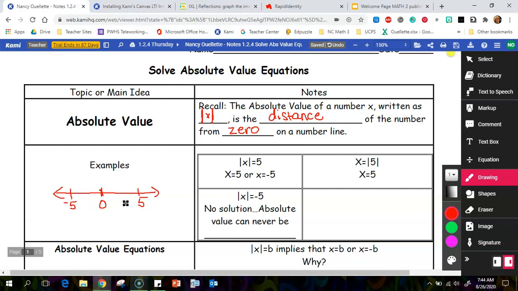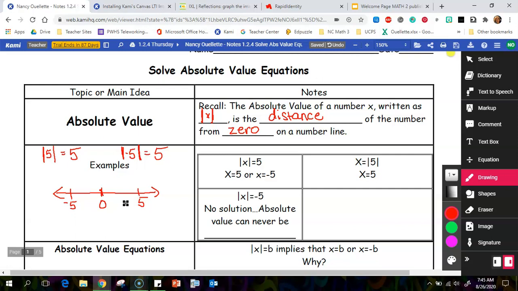So the absolute value of 5 would be 5. How far is 5 from 0 on the number line? It's 5 units. The absolute value of negative 5 would also be 5. The biggest thing you need to remember is no matter what number is in here, it's going to be the positive value of that number. So if x equals the absolute value of 5, then x equals 5.